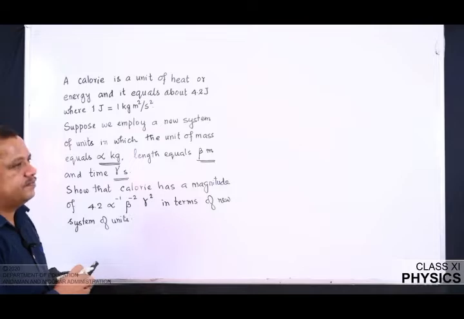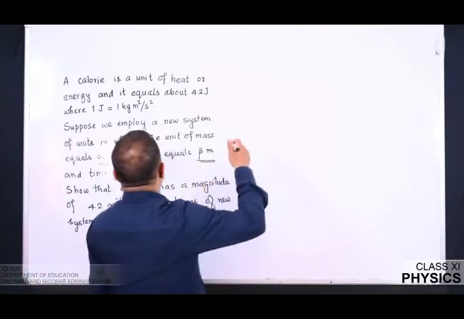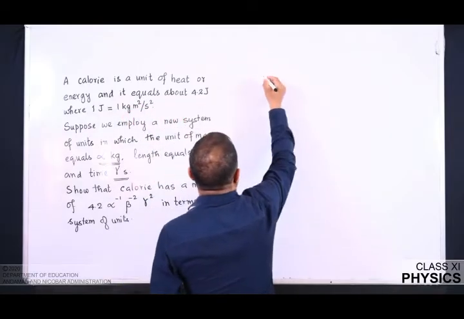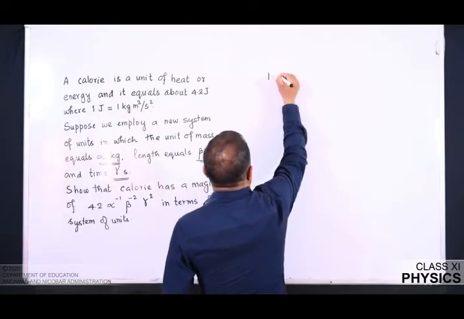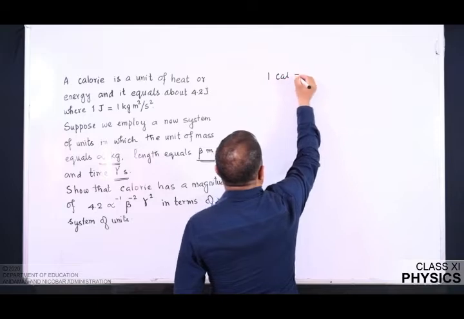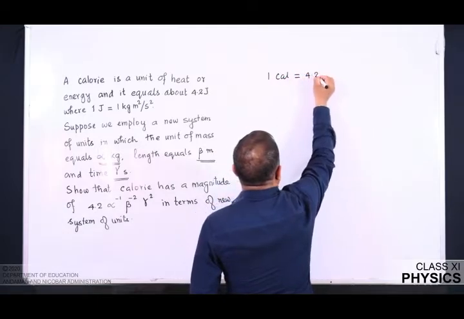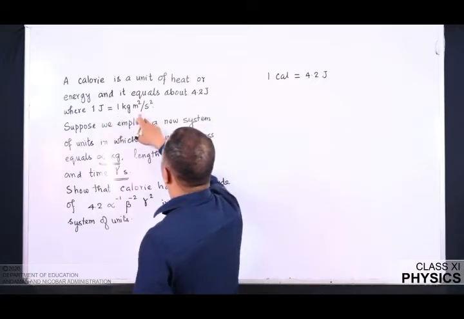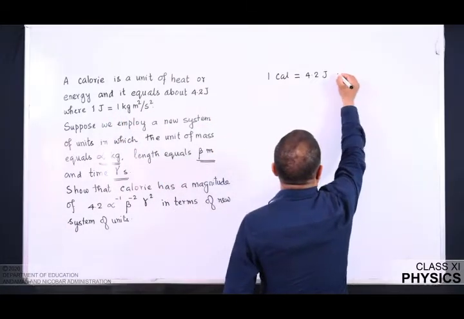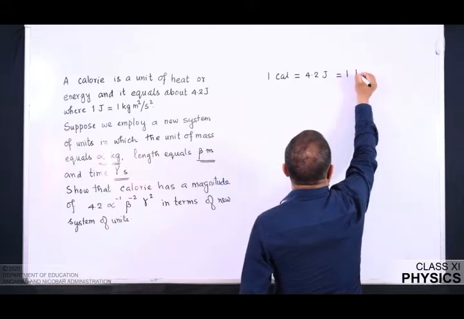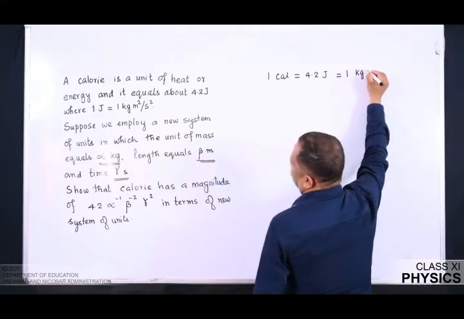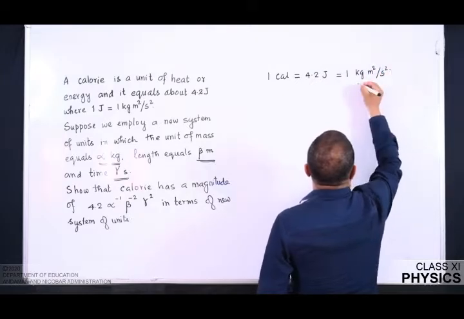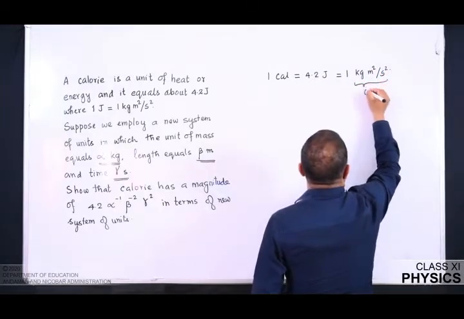Now to solve it, it says that 1 calorie is equal to 4.2 joules. So let us put this way, 1 calorie is equal to 4.2 joule. When it is said joule, 1 joule is equal to 1 kilogram meter square per second square. So I write this as 1 kilogram meter square per second square. So for me this is the old unit.